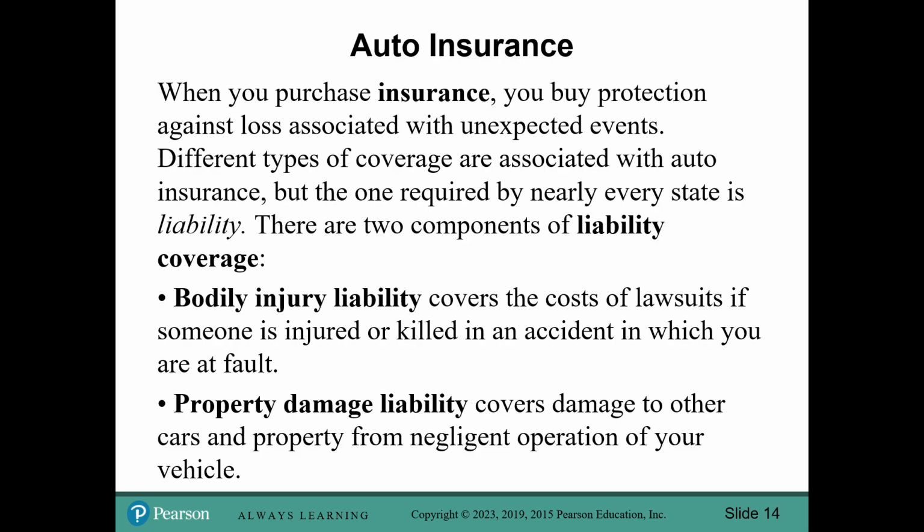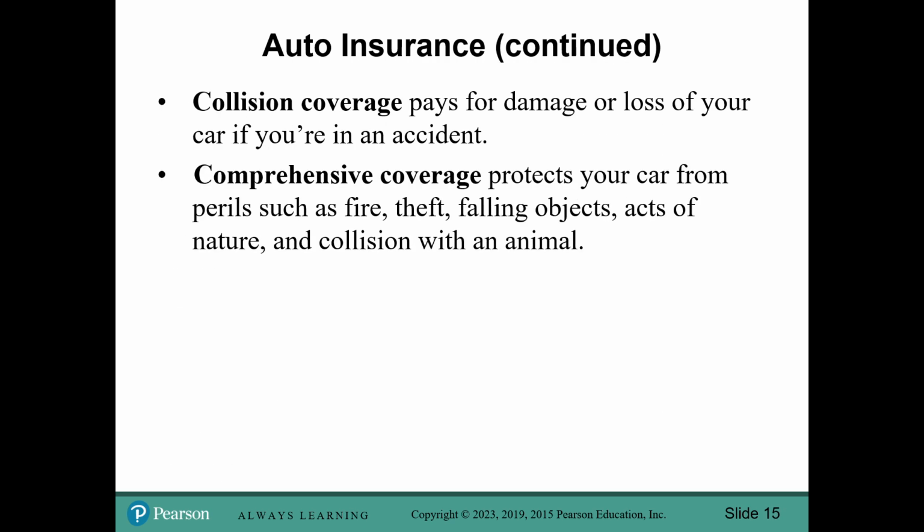Now there are two components to liability coverage. The first component is bodily injury liability, and that covers the cost of lawsuits if someone is injured or killed in an accident in which you were at fault. There's also property damage liability. That covers damage to other cars and property from negligent operation of your vehicle. So it doesn't cover yours, it covers damage to other cars and property.